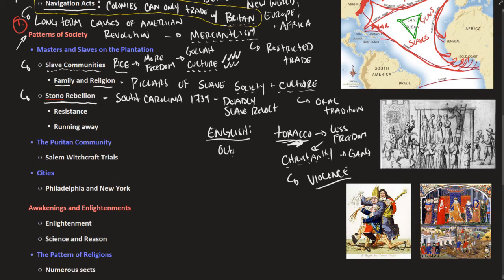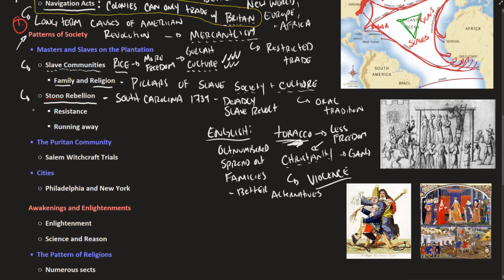When it came to the English colonies in particular, slaves were outnumbered, spread out, had families, and quite frankly, better alternatives. So we typically don't see as many slave revolts in the English colonies as we do in other parts of the Atlantic world. So for example, Brazil, Jamaica, Barbados, Haiti, any of those areas.